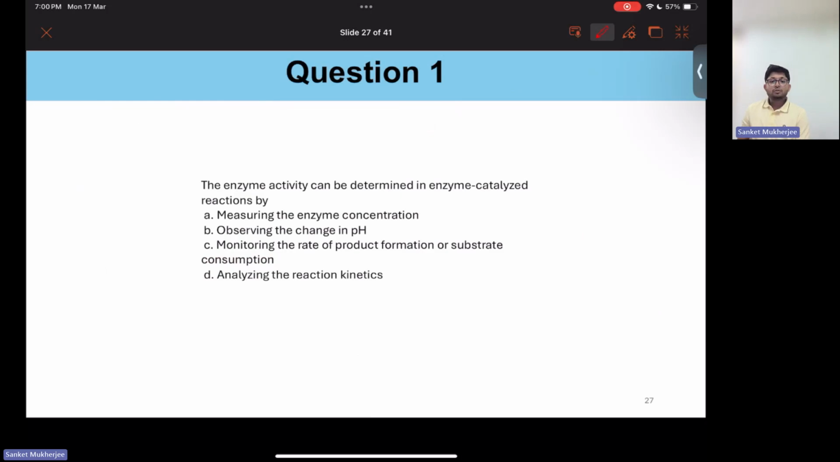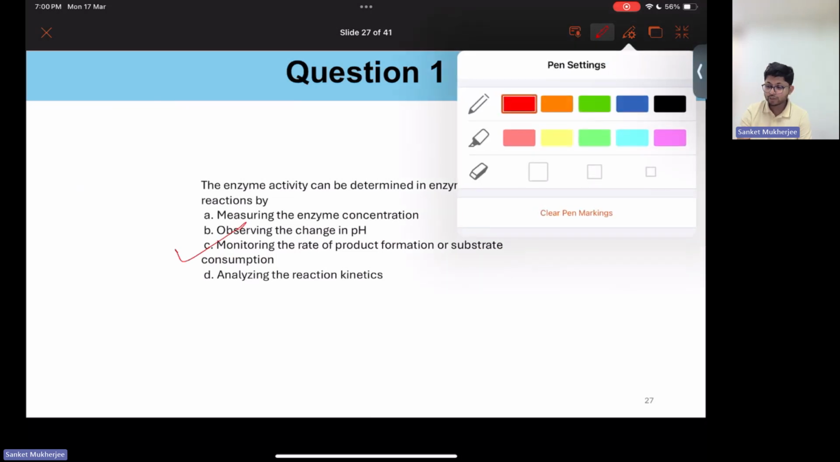Okay, now we'll come to the assignments as discussed. So let's see. The enzymatic activity can be determined in an enzyme catalyzed reaction by A, measuring the enzyme concentration, B, observing the change in pH, C, monitoring the rate of product formation or substrate consumption, or D, analyzing the reaction kinetics. So obviously, C would be the answer to this question.